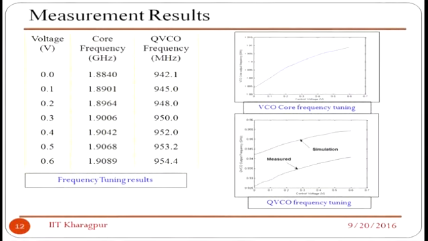So after that, the first measurement you have to carry out is how it tunes. This is the measured data. The measured data shows, if you look at the voltage, this is the control voltage. So how much can I change? From 0 to 0.6 volt. Okay. If you change that, then the frequency, I say, is before the divider. So this is the actual oscillation frequency, 1.8840, 1.8901, and so on. So this is the frequency of oscillation.